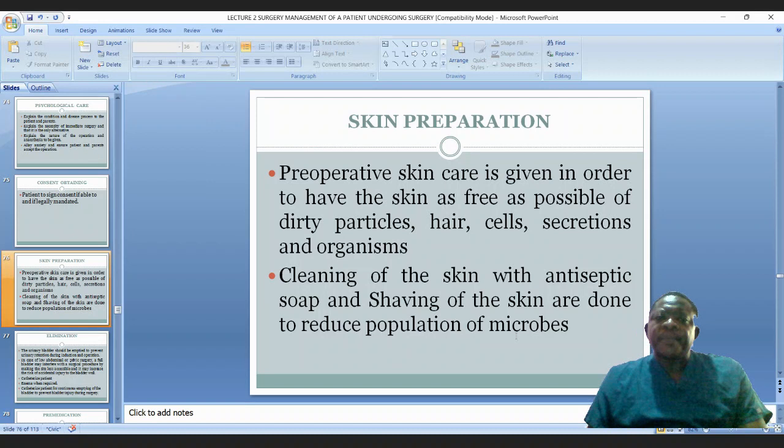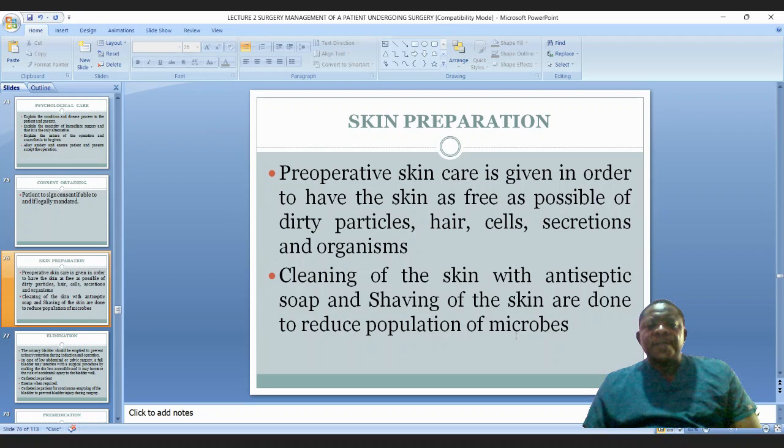Then skin preparation. This is preparation of the local area, which we also discussed in pre-op care, that is for general pre-op care. Preoperative skin care is given in order to have the skin as free as possible from dirty particles, hair, cells, secretions, and organisms. So simply, preoperatively, the skin needs to be cared for in order to reduce microbes. Cleaning of the skin with antiseptic soap and shaving of the skin are done to reduce the population of microbes.